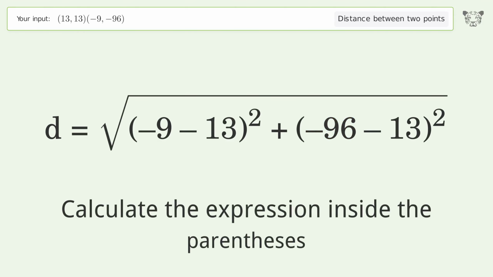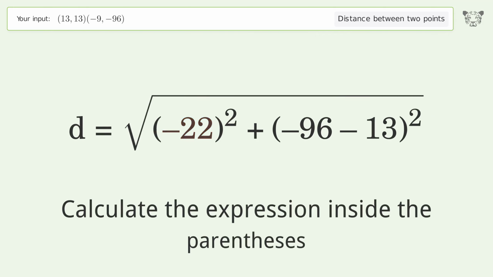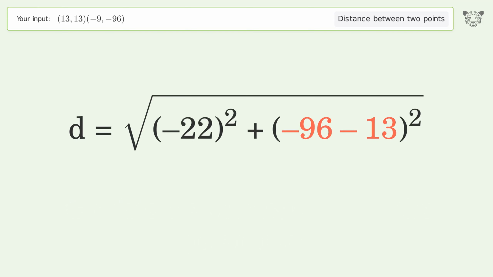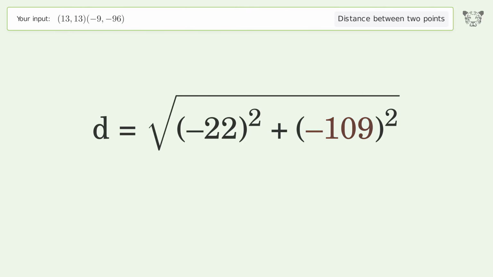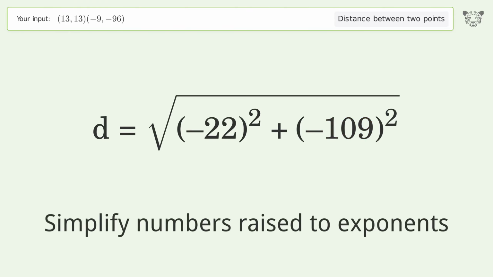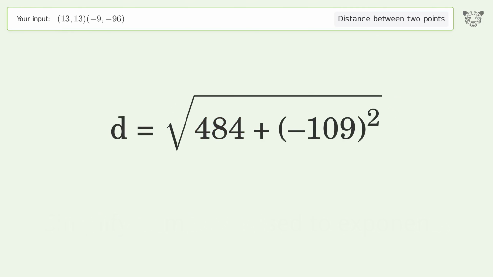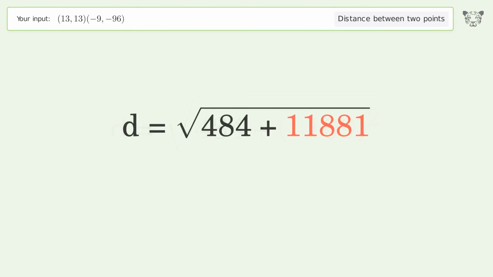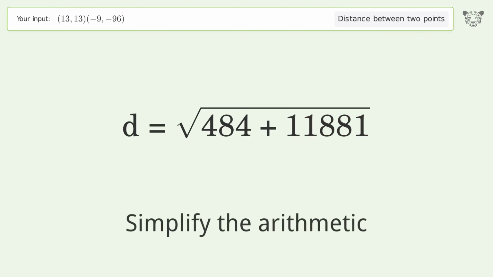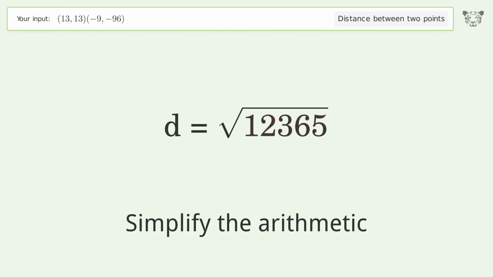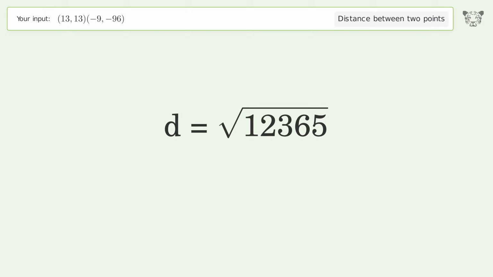Calculate the expression inside the parentheses. Simplify numbers raised to exponents. Simplify the arithmetic. And so the distance between the 2 points is the square root of 12,365, or 111.198.